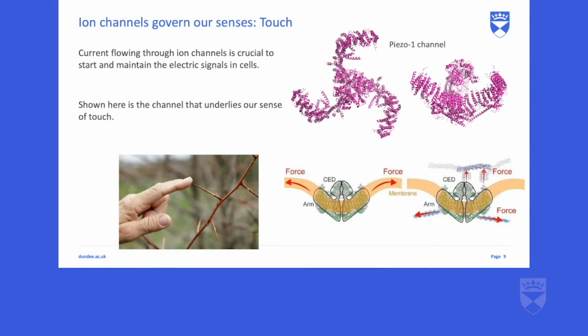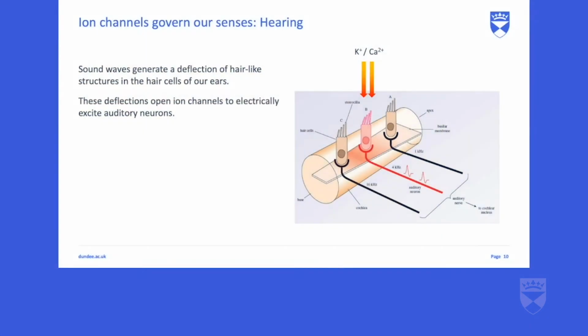The channel on the right is the channel that underlies our sense of touch. It converts force or mechanical deformation of our cell membrane into currents that are transmitted to our brain and felt as touch. Another example where ion channels are crucial is our sense of hearing. Sound waves generate a deflection of hair-like structures in the hair cells of our ears. These deflections, again, open ion channels that electrically excite auditory neurons.